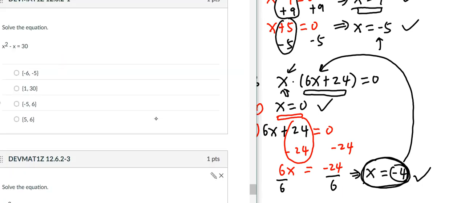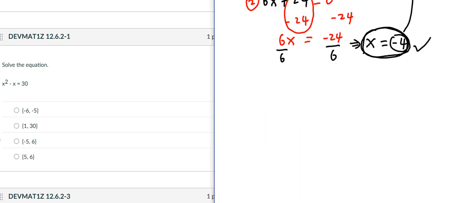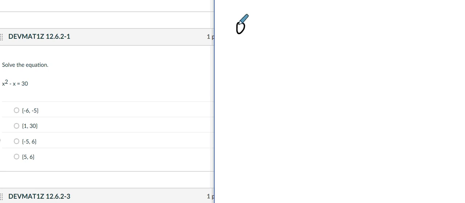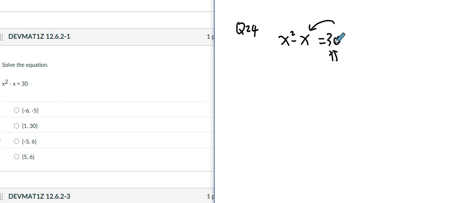Okay. So let's look at this one. This one is question 24. Here, when we do the factoring, we want to take this number to the left-hand side. And then this will make our right-hand side be 0. So what you do is subtract 30 on both sides.